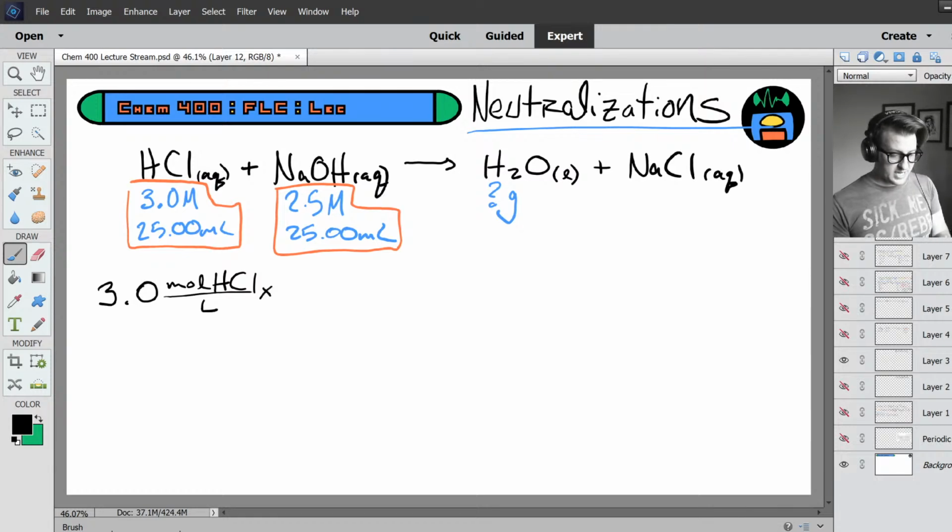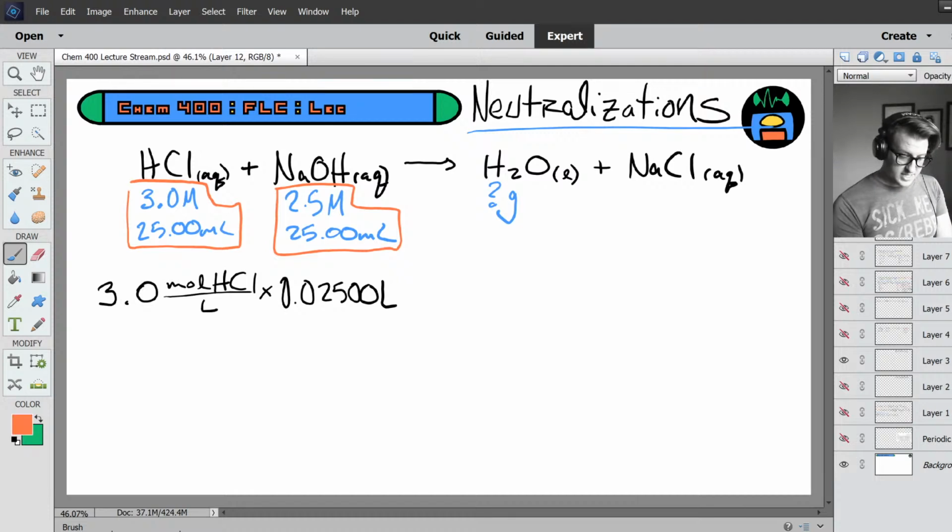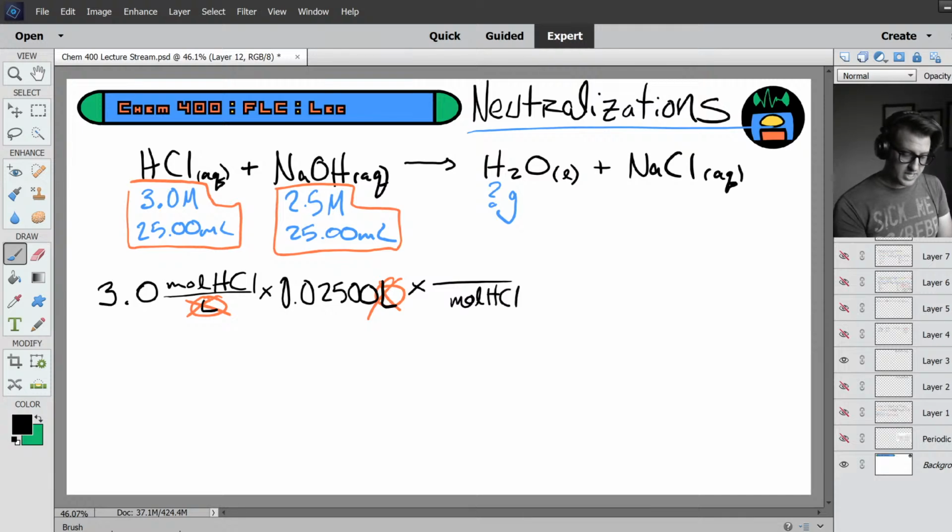And it'll make it easier to cancel, right? So if I multiply this by my volume in liters, which we already converted, it's 0.02500 liters. You can see that liters here in my denominator cancels with this volume that I'm multiplying by, and now we're just left with moles of HCl. We're not trying to find moles of HCl though, we're trying to find moles of water, so I'm going to put moles of HCl in the denominator, moles of H2O in the numerator.